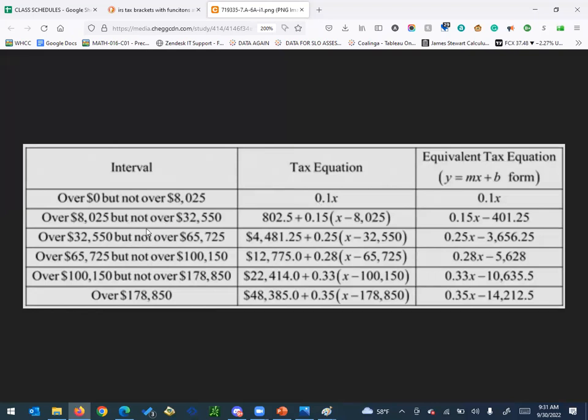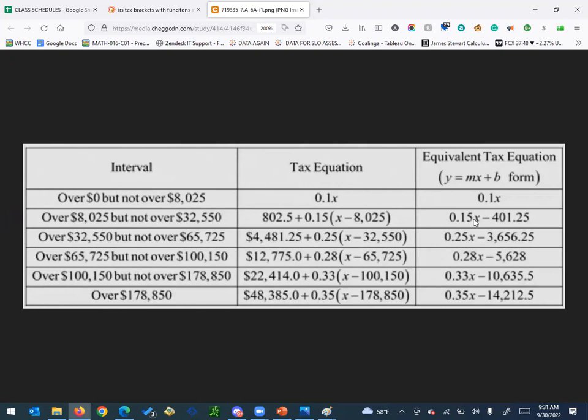you pay this much, but then I got the 12% only for this right here. So what we do is we say, if they made exactly 10% off of $8,025, that is $802.50. So we took care of that tax bracket by that piece. But then this one here, anything over that, you're going to pay 15%. And then you simplify it and it becomes this right over here.